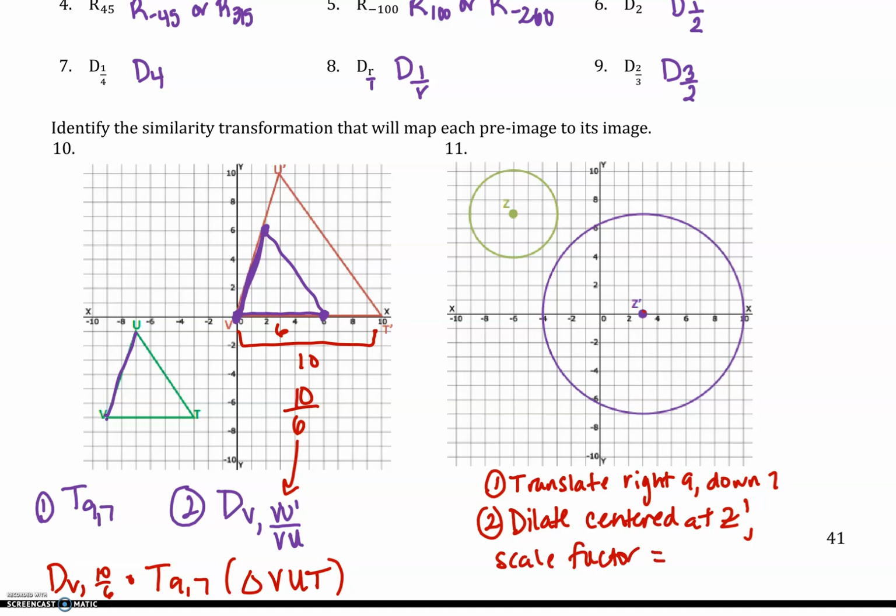and you can count. So from here to here, the number of units would be 1, 2, 3, 4, 5, 6, 7. And here it would be 3. It's a good easy one to count. So 7/3, image over pre-image.